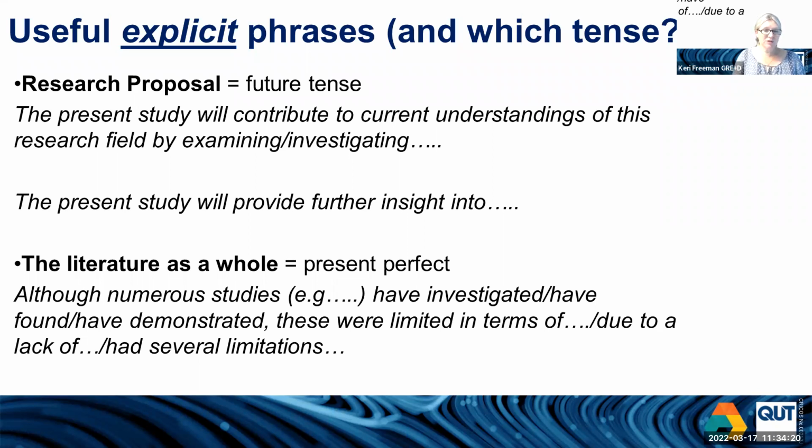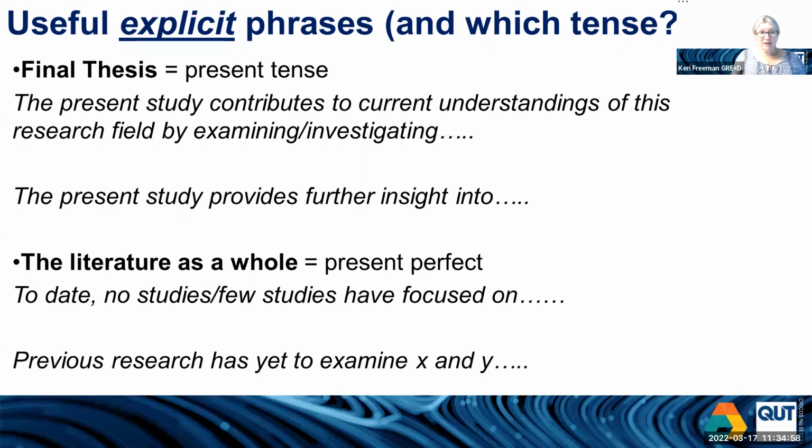When you're talking about the literature as a whole, I want you to be in present perfect, okay? Because present perfect means it's happened in the past and it's still happening now. And that's where we are at with the literature. Happened in the past, but it's still happening now. So, although numerous studies have investigated, have found, have demonstrated, these were limited in terms of blah, blah, blah, okay? That's research proposal.